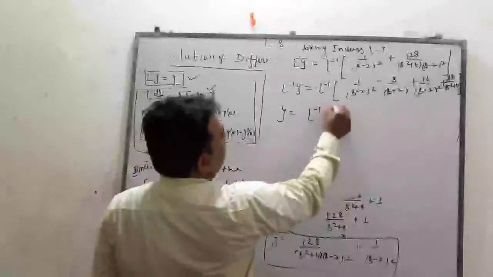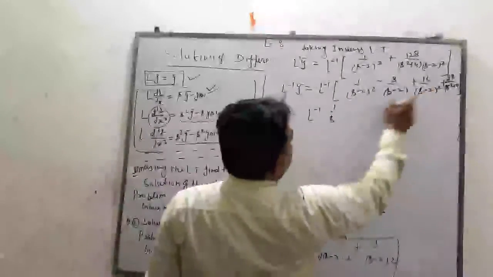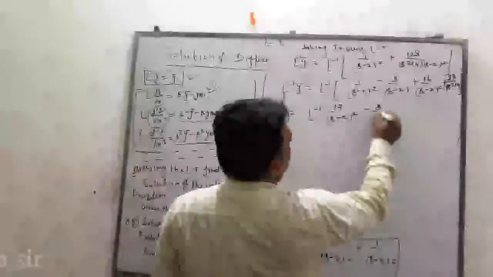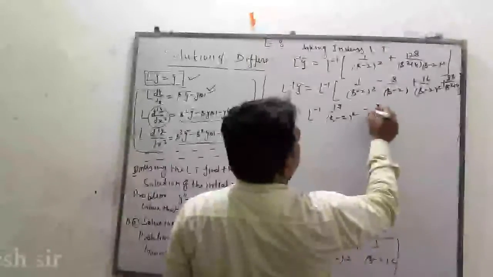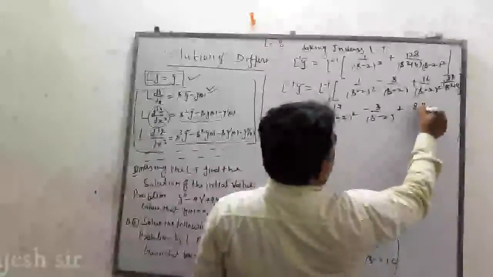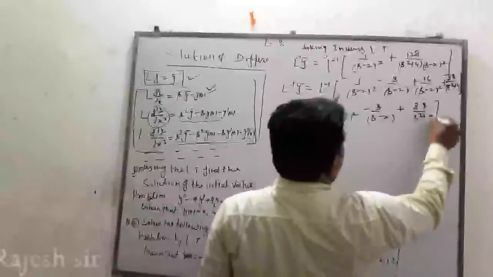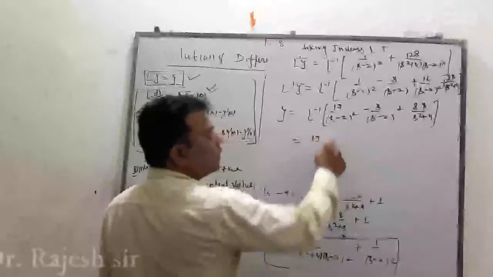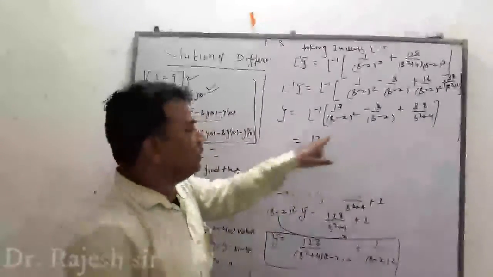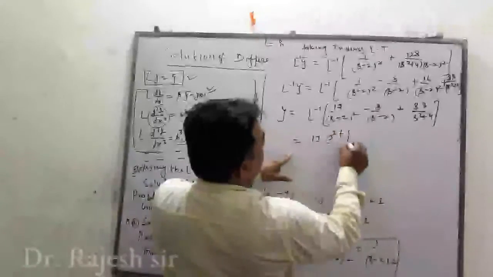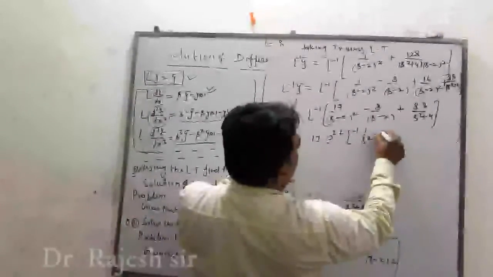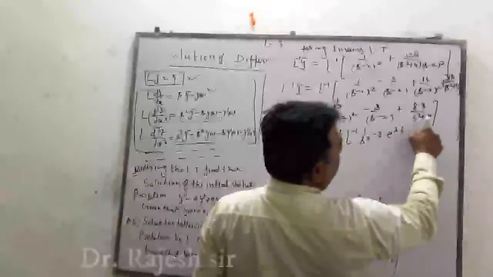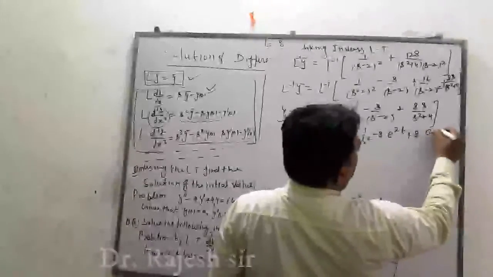y equals Laplace inverse of 17 upon (s minus 2) the whole square minus 8 upon s minus 2 plus 8s upon s square plus 4. Inverse Laplace transform of this, 17 by the first shifting property, e to the power 2t Laplace inverse of 1 upon s square, minus 8 e to the power 2t, plus 8 s upon s square plus 2 square, cos of 2t.